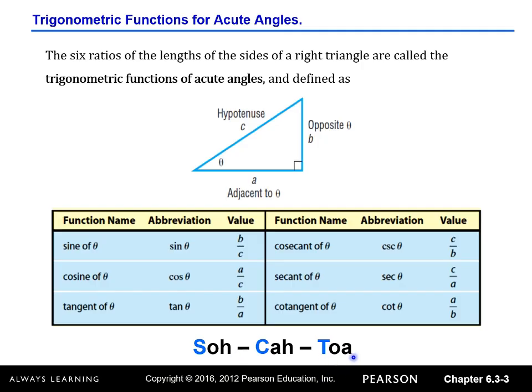Cotangent is adjacent over opposite, and then the reciprocal of cosine is secant. Secant is hypotenuse over adjacent. And then the reciprocal of sine is cosecant. So cosecant is defined as hypotenuse over opposite.